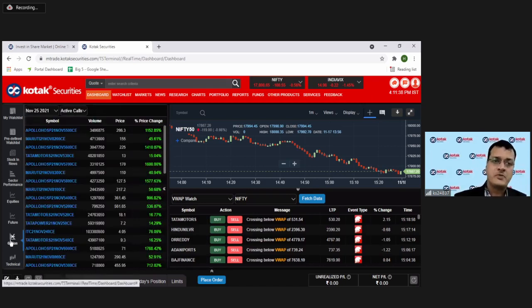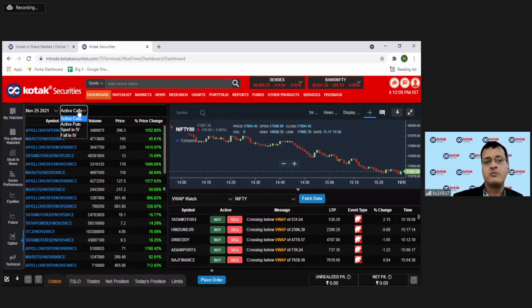Similarly, in options, if you want to see which strike had the highest active calls: Apollo Hospital 5500 call was the highest active call today, and percentage-wise, in case you want to see, the change was 1052.85%, a whopping 1052%. All right. Similarly, Maruti call 155 price and 45.61%. So these are the stocks which had the most active calls.